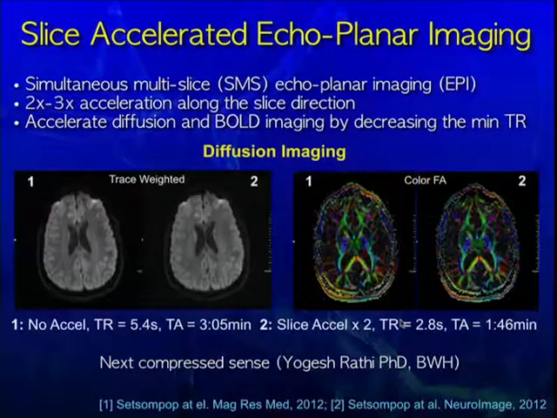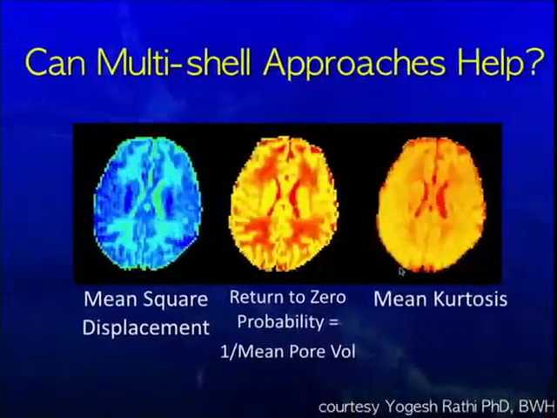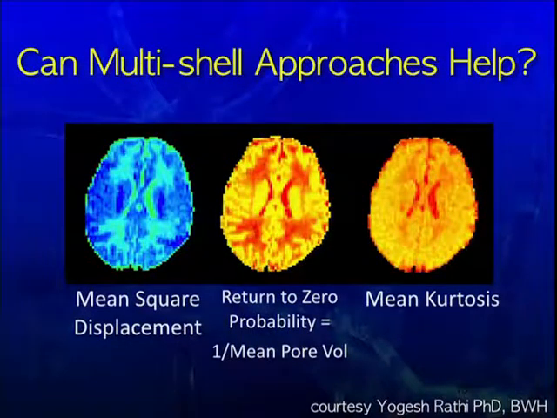But I'm still worried, because the collection I showed you was all 30 direction ADC calculations, so I think we have to think about other strategies as well. If I can get 30 or 35 directions in 2.5 minutes, maybe I still keep the 5 minutes and start doing other things. So what we're starting to look at is multi-shell approaches.